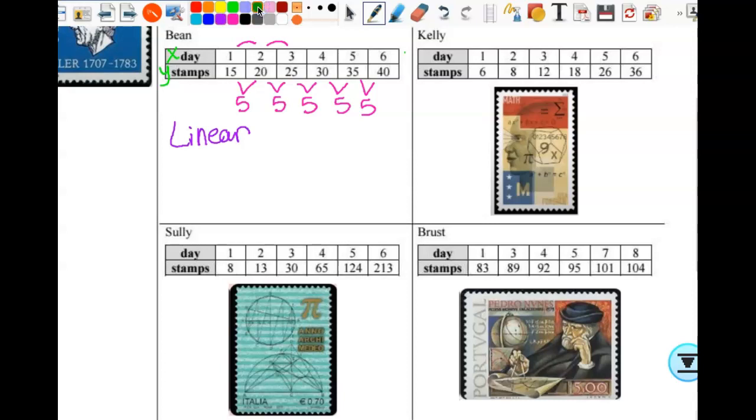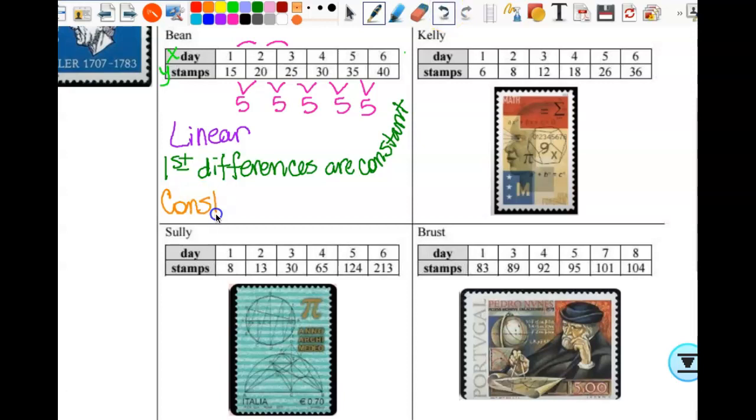So I can say it's linear because, and the first thing I heard was, first differences are constant. And another way to say it is that we have a constant rate of change. So two different things that say the same thing basically, right? Just in different ways to explain it.